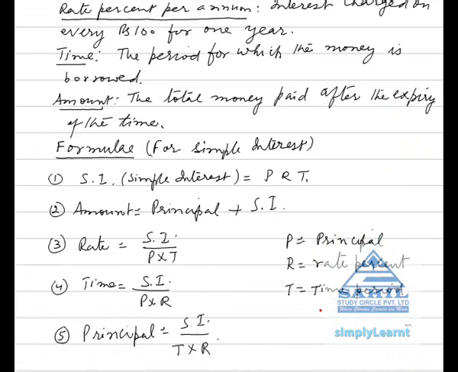Some formulae for simple interest. SI, that is simple interest, is equal to P into R into T. Amount is equal to principal plus SI. Rate is equal to SI upon principal into time. Time is equal to SI upon principal into rate. Principal is equal to SI upon time into rate. P stands for principal, R stands for rate percent, T stands for time period.